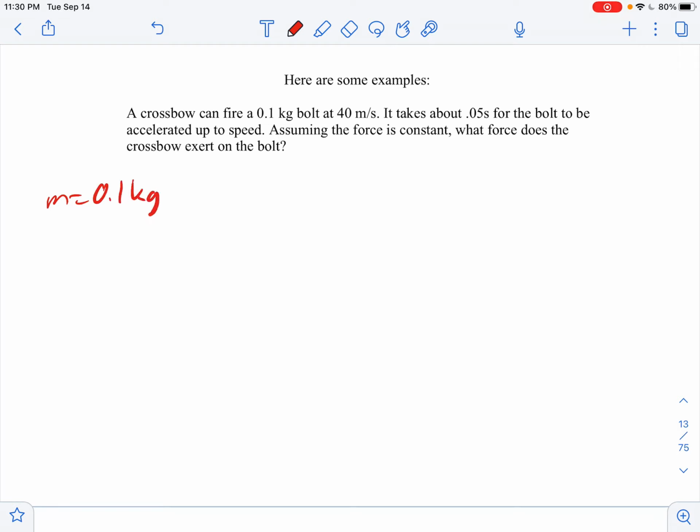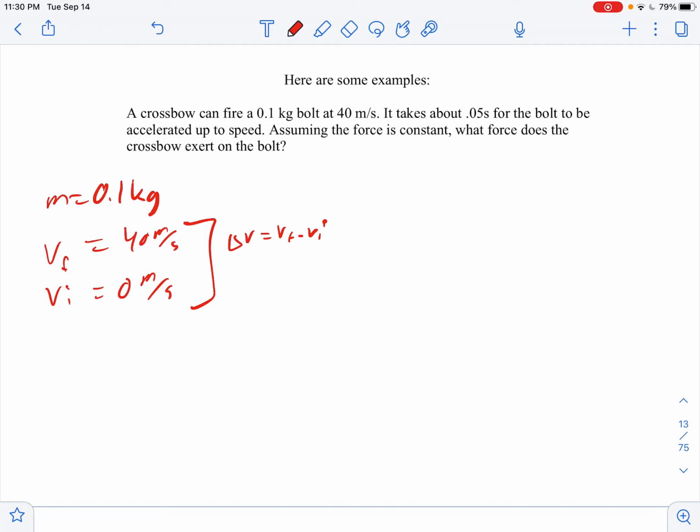All right, the crossbow can fire it at 40 meters per second. So when the bolt leaves the crossbow, it's moving at 40 meters per second. That's a velocity, and specifically, that's a final velocity. You load the bolt into the crossbow, and before you pull the trigger, it's just sitting there. So that initial velocity is something that we have to infer. It's just zero. If I look at the difference between those two, that's the change in velocity.